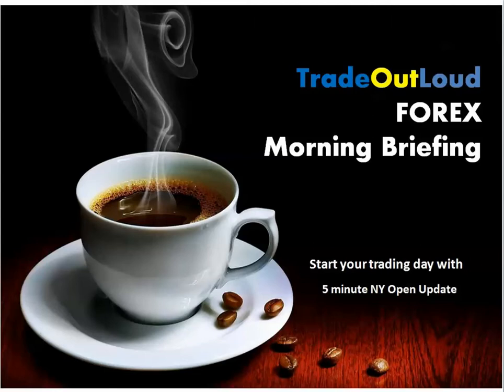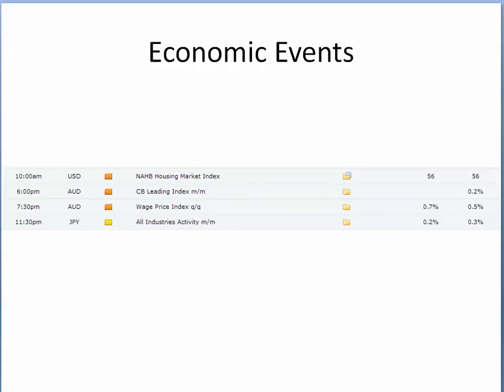Today is Tuesday, February 18th, 2014, and it is 8:40 a.m. Eastern Time. Let's start by taking a look at the major economic releases for today. So starting now till the end of the day today, we do not have any high impact news scheduled so far. At 10 a.m. we have the NAHB Housing Market Index. All these times are expressed in Eastern Standard Time.